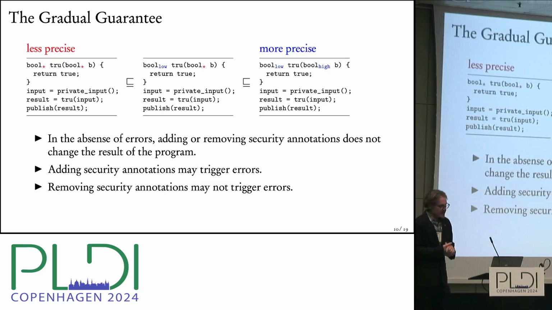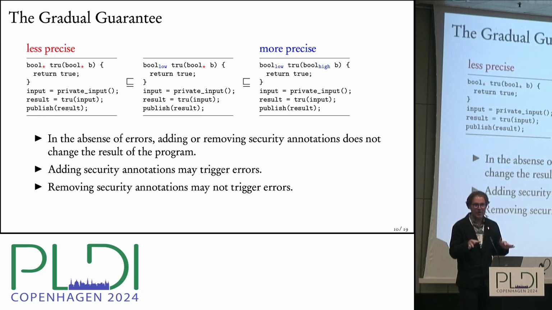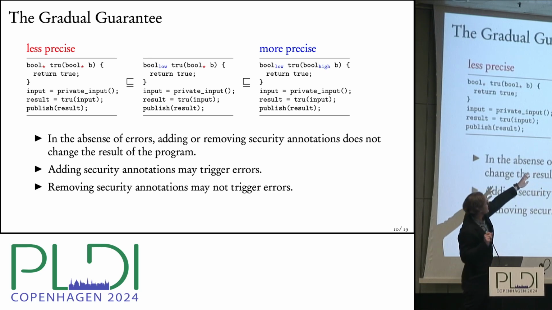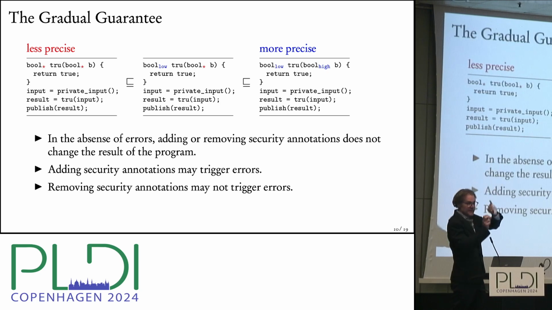So now let's get a little bit into these properties that you want to have. I'm going to skip over what non-interference means in this audience, but explain the gradual guarantee. What the gradual guarantee says is, let's say you've got different versions of the same program where we're just changing some of the security labels on our types. Like we might be replacing a high security with star or low security with star. So we're just adding and removing stars. So we've got this lattice of how precise the security types are. Star is the least precise, and then bool low and bool high are incomparable, but they're maximally precise.